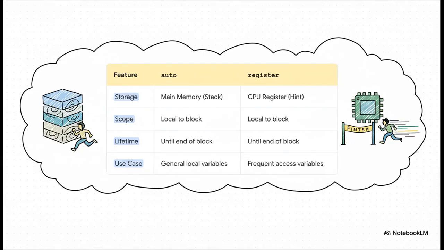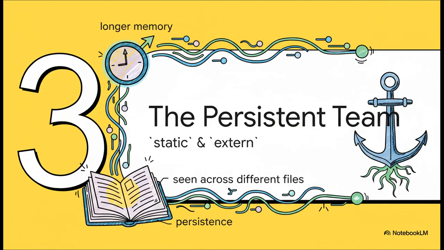So to kind of sum it up for this crew, both auto and register variables are local. They live and die within their block. The only real difference is where you're suggesting they should be stored. Auto is your everyday workhorse, living in main memory, while register is your hopeful sprinter, aiming for a spot right in the CPU.